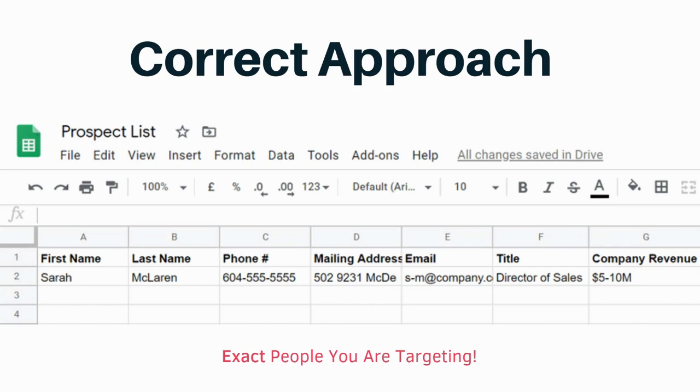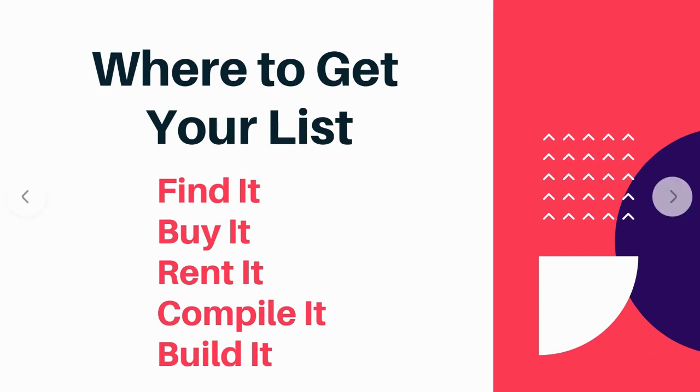So where do you get a list like this? There are different ways, some free, some not. It's up to you to decide whether you'd rather invest time or invest money. You can find a list for free, buy a list outright, rent a list from someone like an influencer, compile a list by doing research, or build a list from scratch.